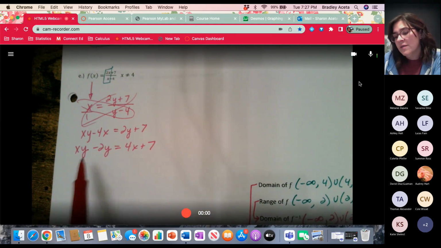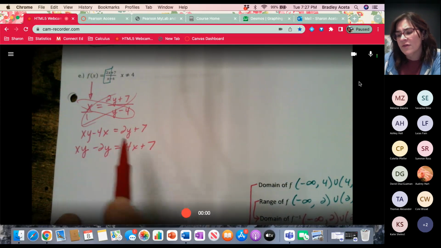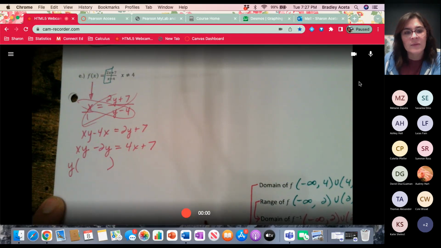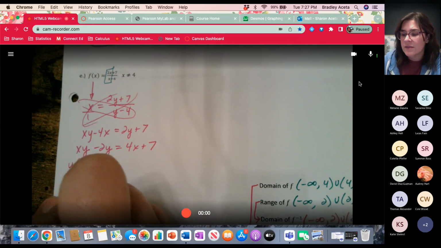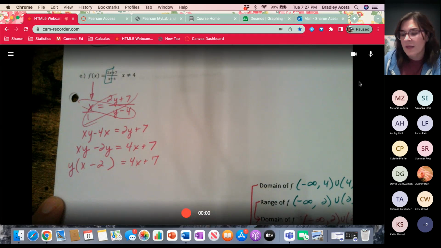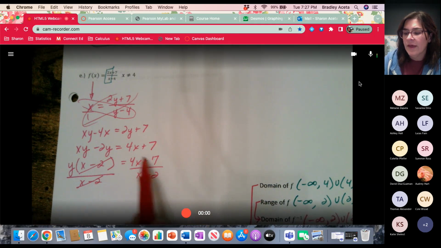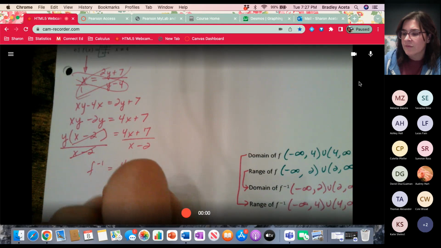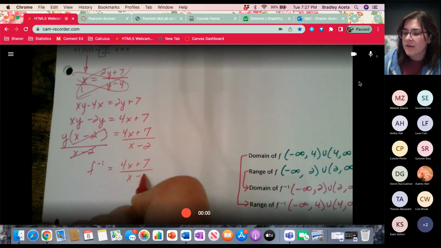And then there's a trick in math: if you want to get Y by itself, but you have these other variables in front of it, you can actually factor out a Y. If you did, you'd be left with X minus 2. And now you've got Y by itself, so you can get rid of that by dividing it out. And that is the inverse: 4X plus 7 over X minus 2.